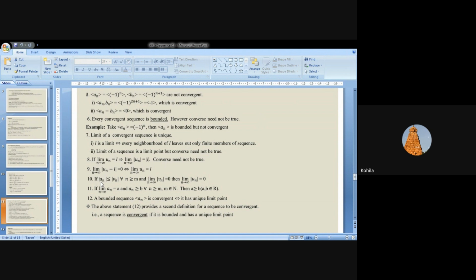If the sequence modulus of u_n is less than or equal to v_n for every n greater than or equal to N, and limit n tends to infinity, modulus of v_n equal to 0, then limit n tends to infinity, modulus of u_n is also 0. Note down this. That is, if one sequence is less than or equal to another sequence, and the larger sequence converges to 0, then the smaller sequence also converges to 0.